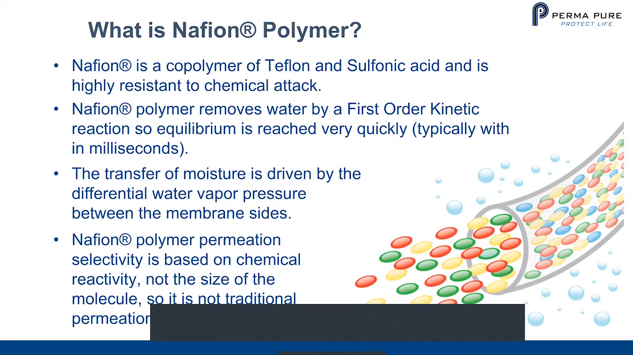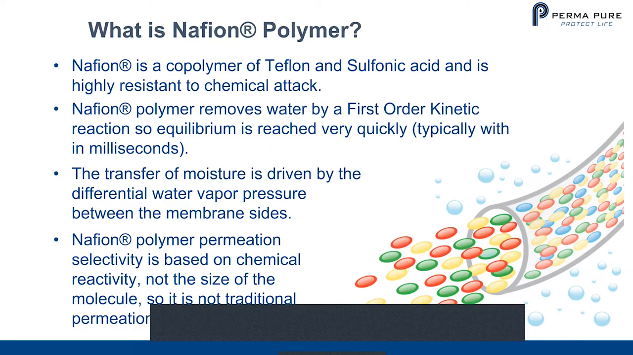Nafion polymer removes water by a first-order kinetic reaction, so equilibrium is reached very quickly between the sides of the membrane, typically within milliseconds. So the transfer of moisture is driven by the differential water vapor pressure between the membrane sides. And this Nafion polymer permeation selectivity is based on the chemical reactivity of water with the Nafion, not the size of the molecule. So it is not traditional permeation.